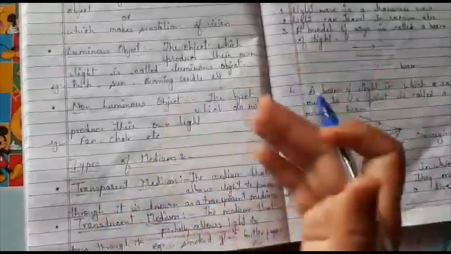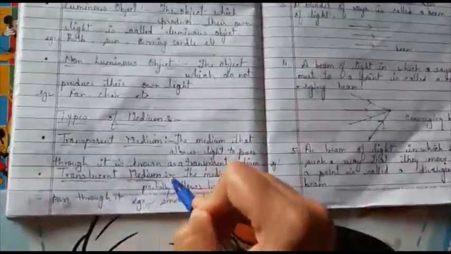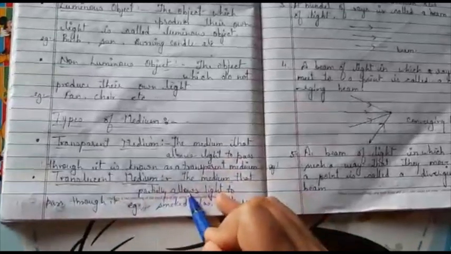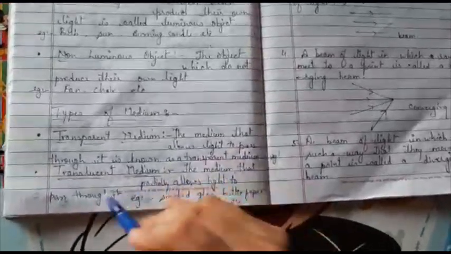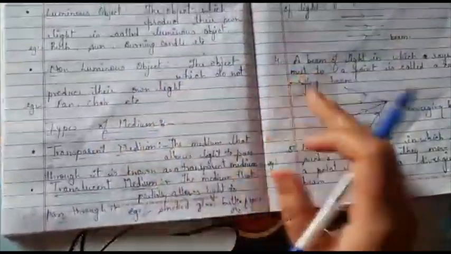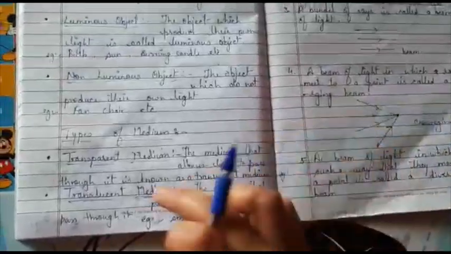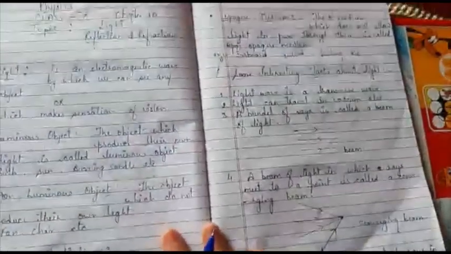Means जहाँ पे आप आर पार देख सकते हैं, light जिसमें directly pass हो सकती है. Then translucent medium is that medium which partially allows light to pass through it. Means light partially allow करेगा. Example आप इसे ले सकते हैं जो smoked glass होता है, butter paper. These are the examples of translucent medium.